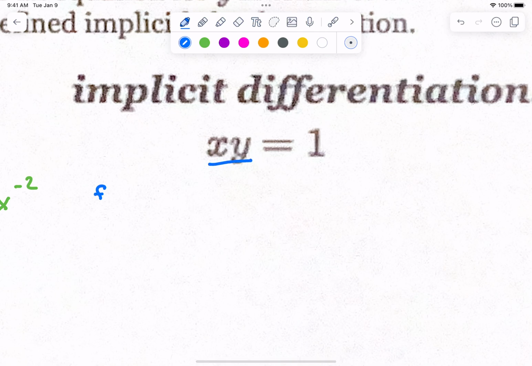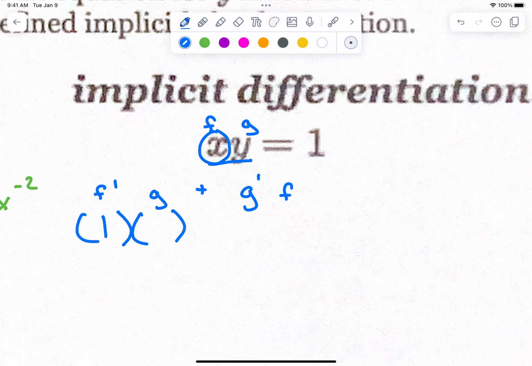So we're going to have to do the product rule, which is f prime g plus g prime f, okay? F is x, g is y. Got it? So if we do f prime, what's the derivative of x? 1, right? What's g? Just g. Y. Plus, what's g prime? What's the derivative of y? 1, and then we have to have y prime.